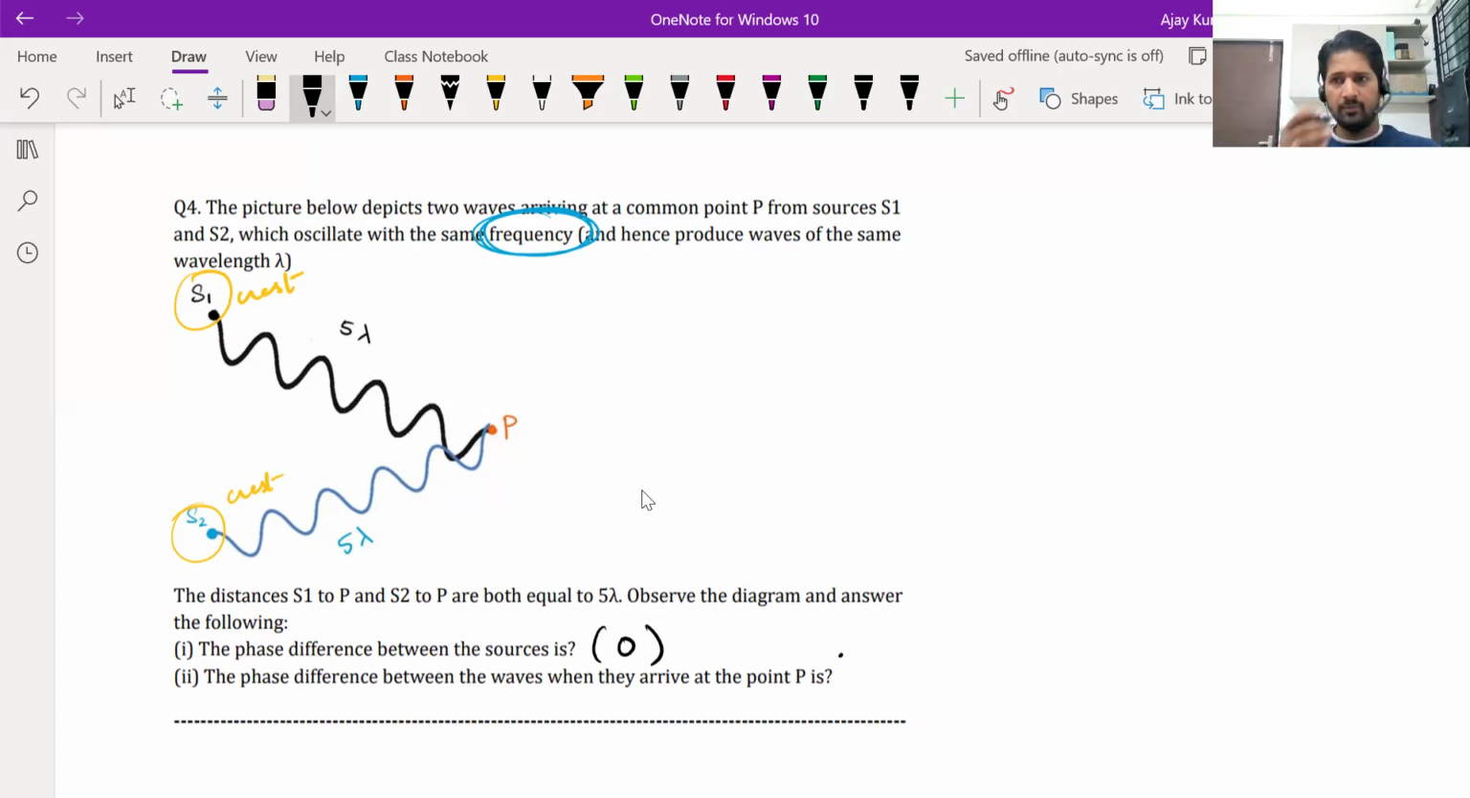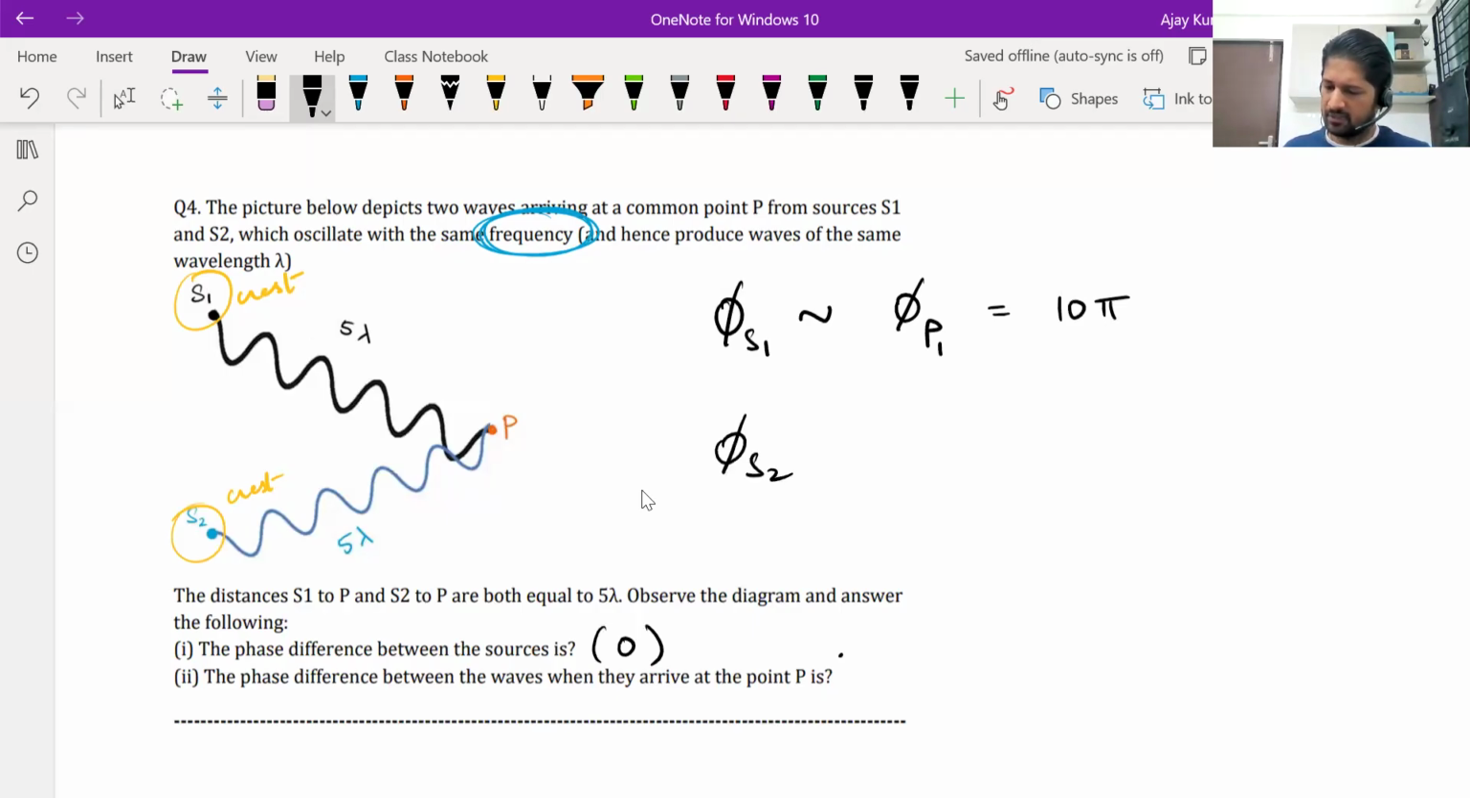From S1, the point P is at a distance of 5 lambda. For every wavelength lambda, for every distance lambda, you get a phase difference of 2 pi. Means the phase of S1 minus the phase at the point P due to the first wave, I'll call it phase at P due to 1. For every wavelength, if it is 2 pi, then this difference should be 10 pi. So the phase difference between S1 and the point P for that black wave is 10 pi.